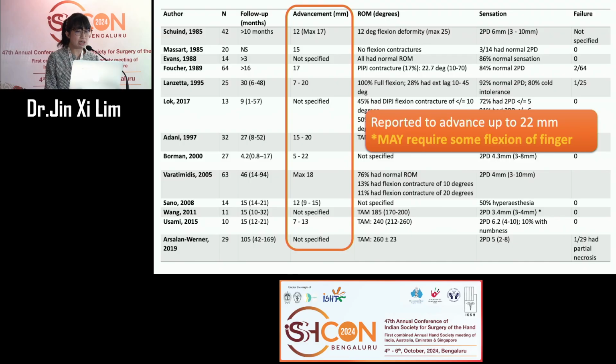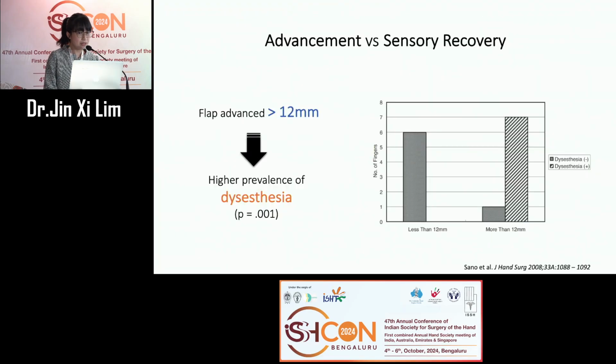However, authors have not mentioned how this advancement was measured, and it is possible that they have measured relative advancement. Some of these papers where they report a very lengthy advancement also stated that some flexion of the finger was required. There's one paper that finds that there is a higher prevalence of dysesthesia if advancement is more than 12 mm, and that's also what I believe in.